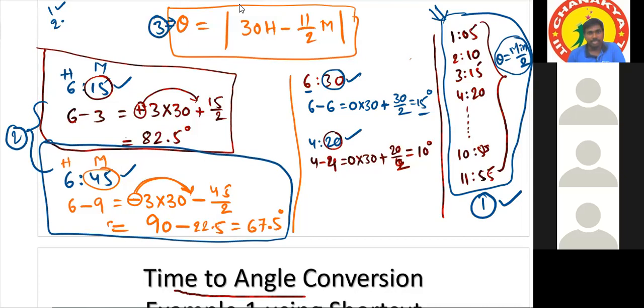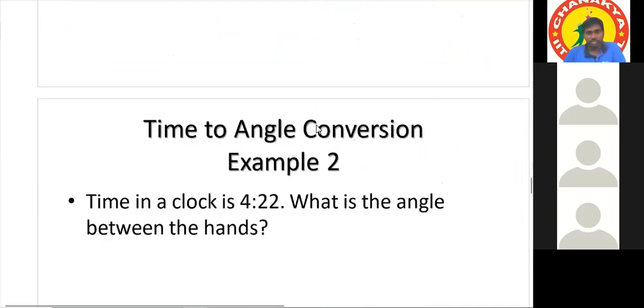Generally in your exams, there will be minutes multiples of 5 only. If the minutes are not multiples of 5, then go with the formula. The formula is of last priority. Okay, let us do this question. See.